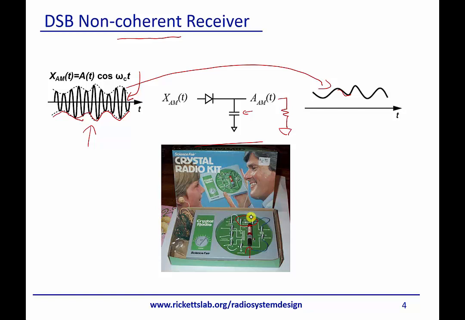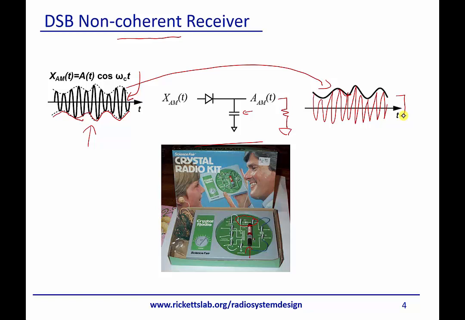But there's a lot of drawbacks. As we'll see in a second, one of the problems is that I need this carrier in order to have a clear envelope. And so I've got a lot of carrier power that I have to transmit in order to get that envelope.